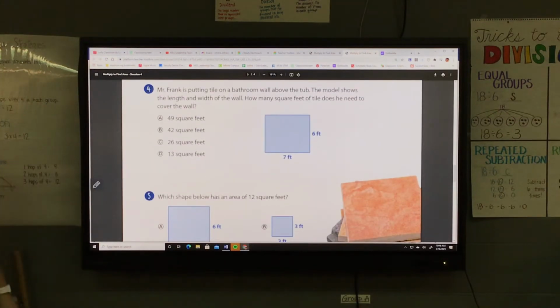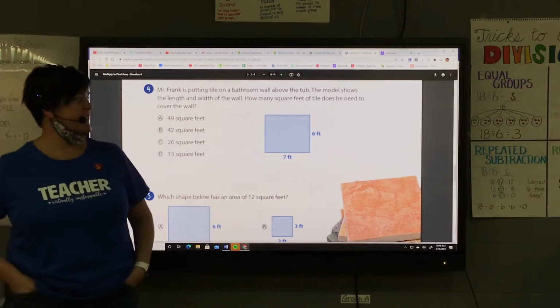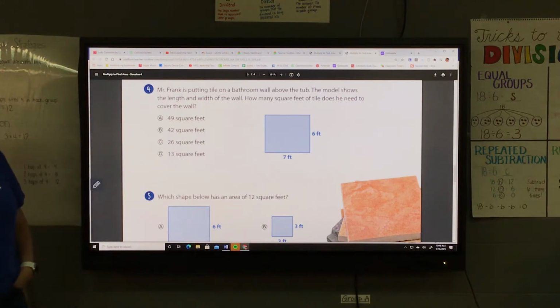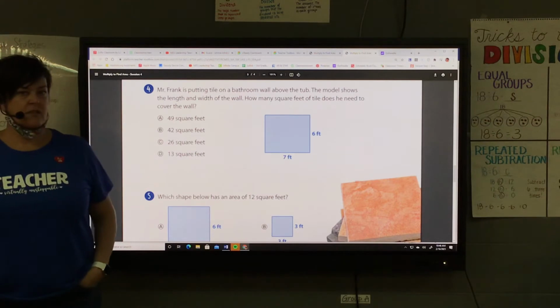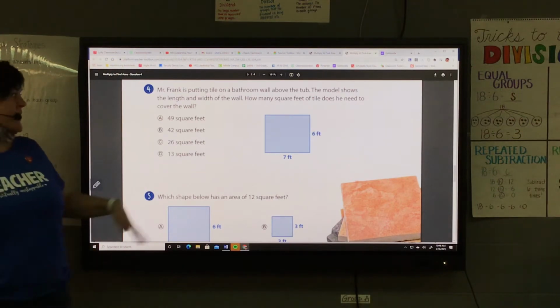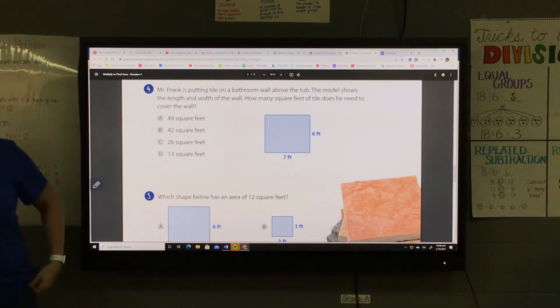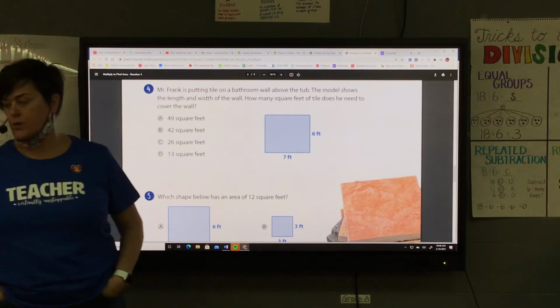Okay, next page. Mr. Frank is putting tile on a bathroom wall above the tub. The model shows the length and width of the wall. How many square feet of tile does he need to cover the wall? If you know your multiplication facts, it sure helps, doesn't it? But how are you going to solve this to find the correct area? Show me on your paper what you would need to do.